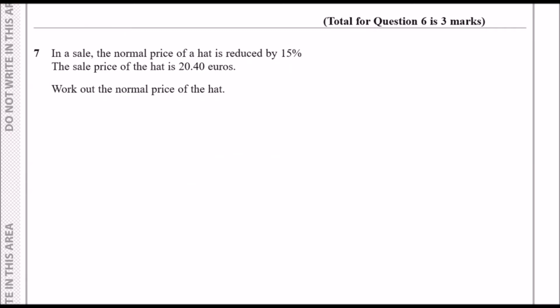And for 7, it says in a sale, the normal price of a hat is reduced by 15%. The sale price of the hat is 20.40 euros. Work out the normal price of the hat. Okay, for these questions, because you're dealing with price reduction and percentages, we always use this very nice formula we've been using for a while. And I call it the OV-NV formula. This tells us that first you have the original value, and it either increases or decreases by some rate, and you'll get a new value.